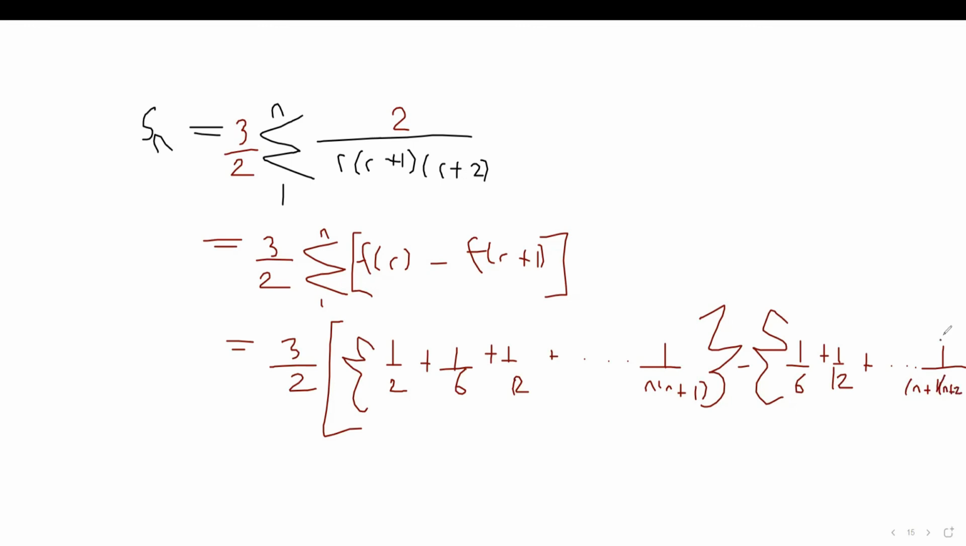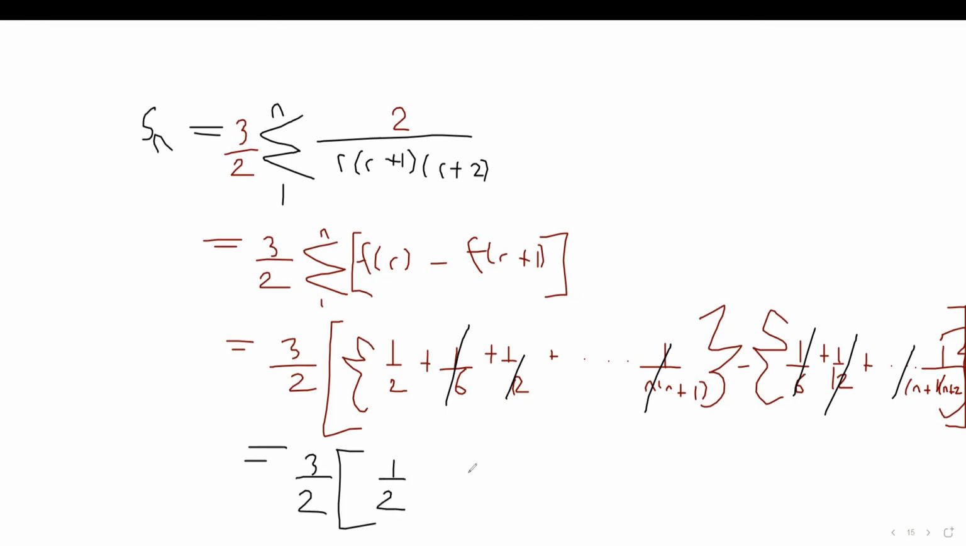And then I put the closing bracket. Now we can start to see which ones cancel out. The 1 over 6 is gone. 1 over 12 gone. Every other number gone, each one cancelling with the number before it. So we're left with the sum, which is 3 over 2 times, in brackets, a half minus 1 over n plus 1 times n plus 2.